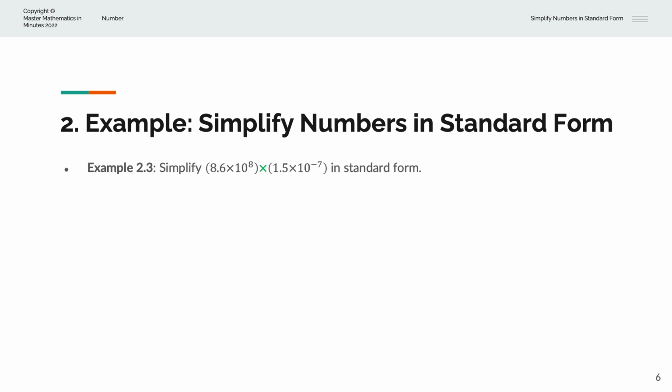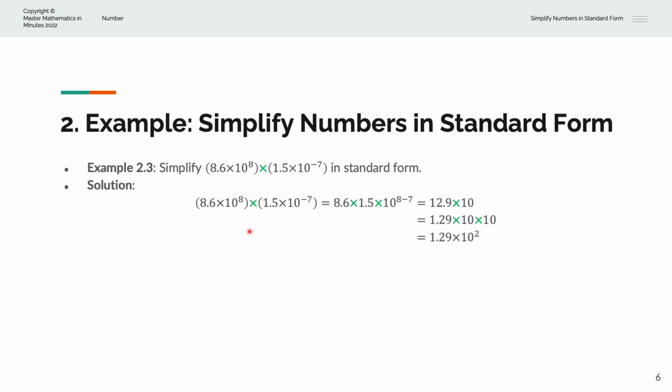In the third example, we're asked to simplify 8.6 times 10 to the power of 8 times 1.5 times 10 to the power of minus 7, and we want the answer in standard form. So we will group 8.6 times 1.5 as this term here, and we'll group 10 to the power of 8 times 10 to the power of minus 7 as 10 to the power of 8 minus 7, and that is equal to 12.9 times 10. So 12.9 is equal to 1.29 times 10, and that is equal to 1.29 times 10 to the power of 2. So 1.29 is between 1 and 10, and 2 is a positive integer, so that is in standard form as required.